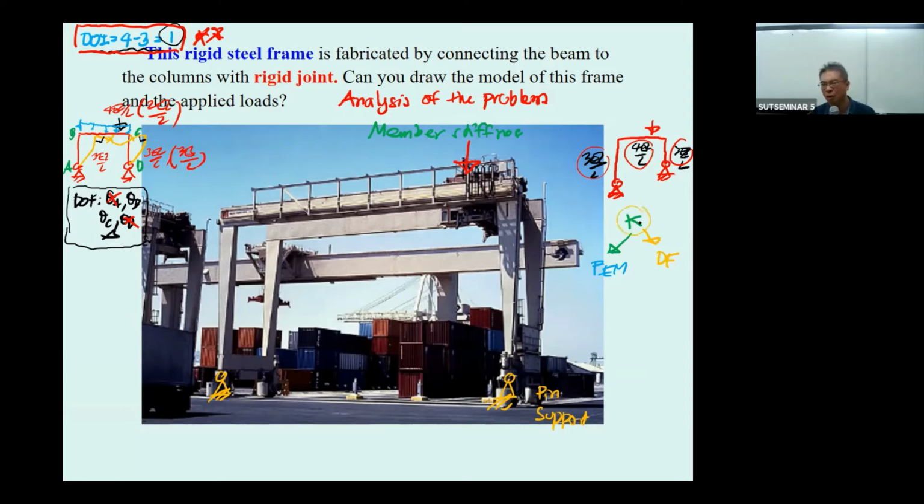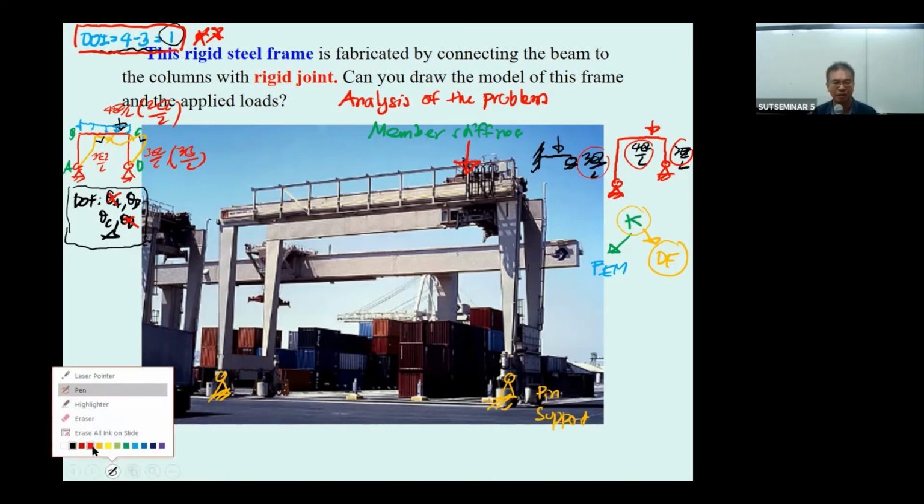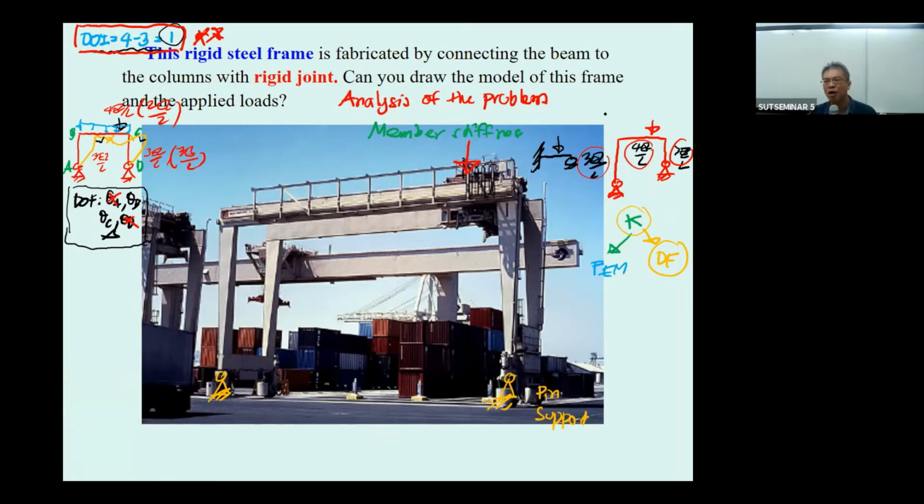If you compute the wrong case, the DF will be wrong. And the fixed end moment is dependent on which one you select. If you use the 3EI over L, your fixed end moment will be based upon this kind of fixed end moment. And if you select the 4EI over L, your fixed end moment will be here.